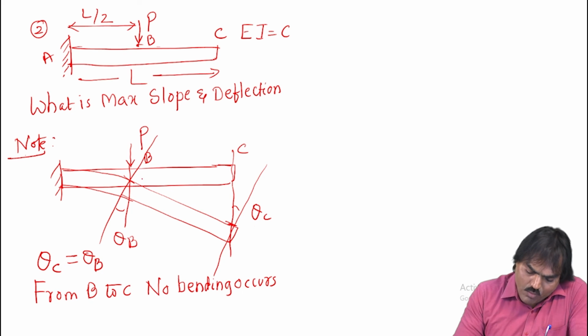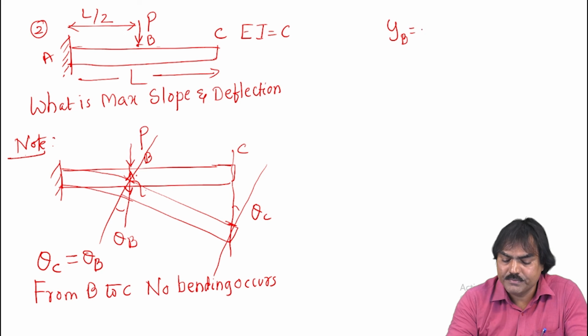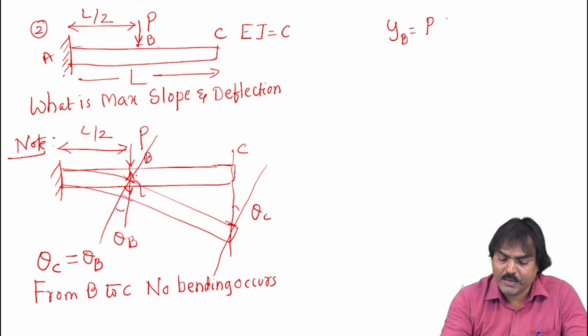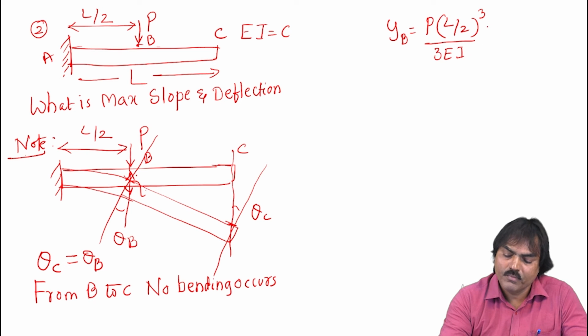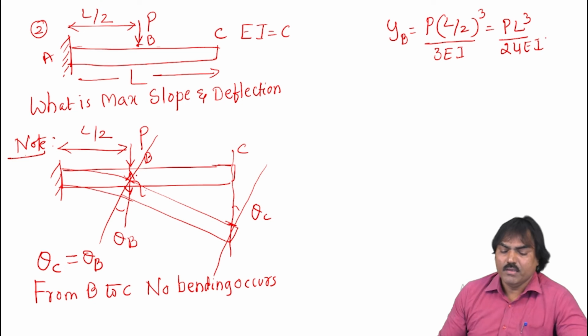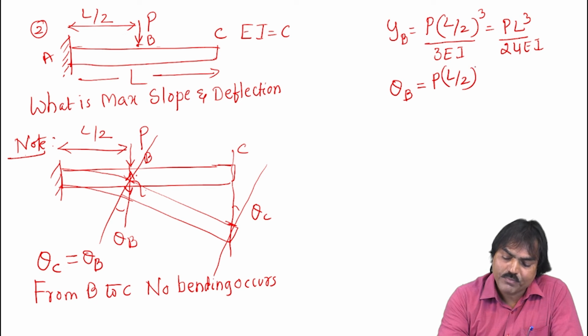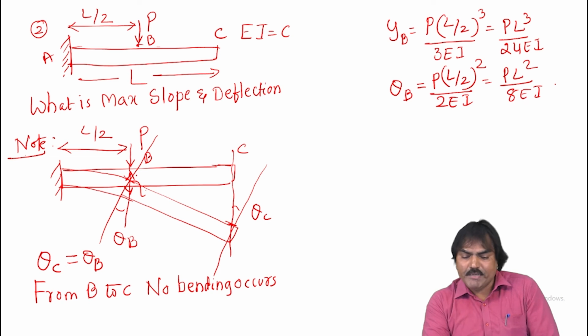So that it will go straight. Now, at this point, here we'll have a deflection. This is the deflection at point B, that is YB. The length is how much? L by 2. So that the deflection is given by P into L by 2 whole cube by 3EI. That implies PL cube by 24EI. This is the deflection at B point. Then what is the slope at B point? The slope at B point is given by P L square by 2EI, but length is L by 2 only. P into L by 2 whole square by 2EI. That is P L square by 8EI. So we got the slope and deflection at point B.